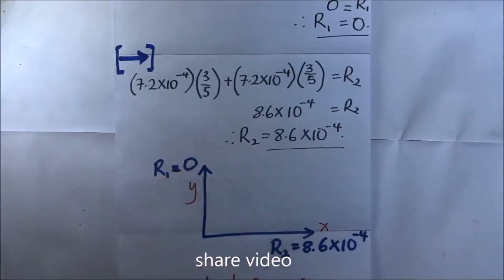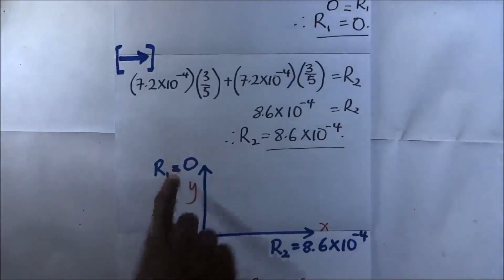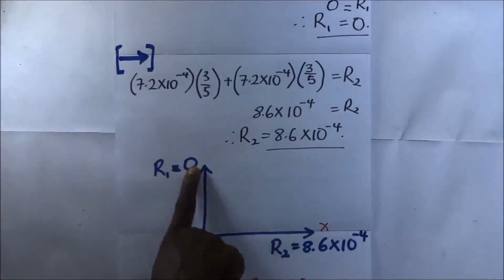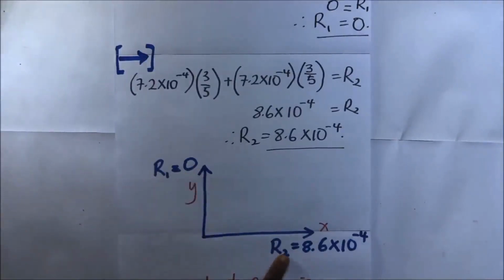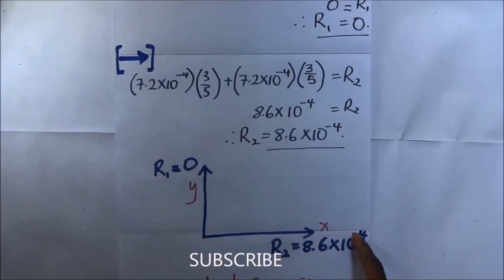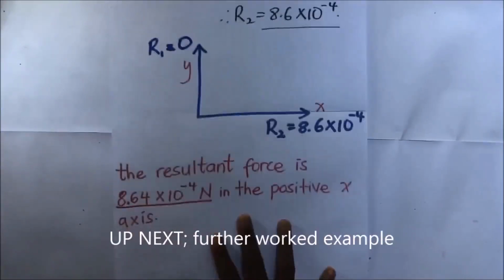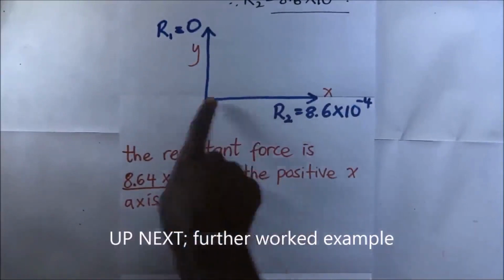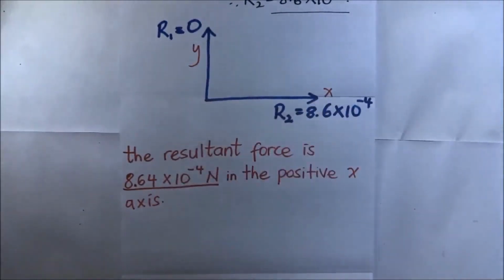If this R1 had a value like 5, say, we would go ahead to find the resultant by using the Pythagoras theorem. It would be the square root of the square of that and the square of that combined. But since R1 is 0, it means that the resultant is going to be R2, and it's in the direction of the positive x-axis. So our answer is that the resultant force that is being experienced there is 8.64 times 10 to the power negative 4, and it is happening in the positive x-axis.